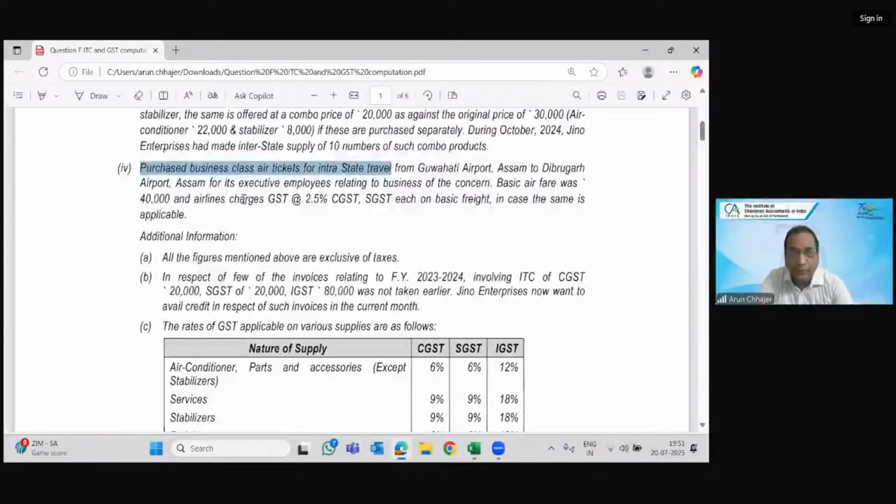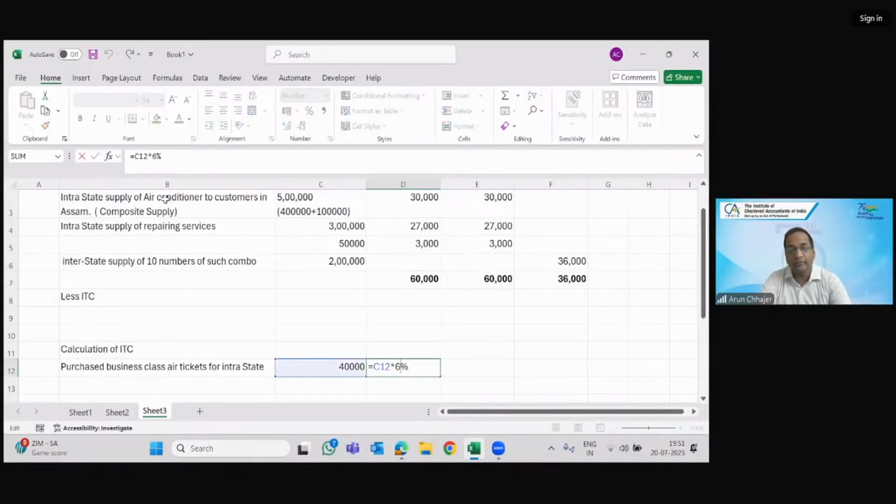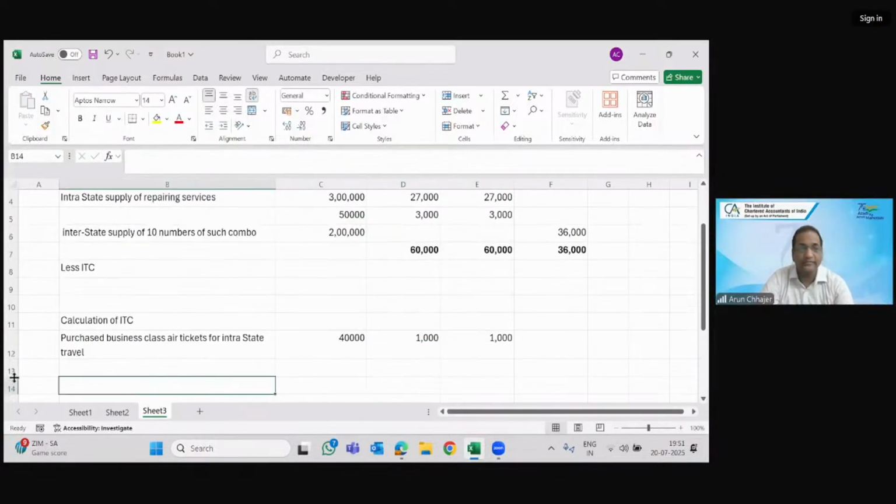Purchase business class ticket for intrastate travel. What is the value? 40,000. So the value is 40,000 and tax rate is 2.5%, 5%. Okay, is that okay? Let's move further.